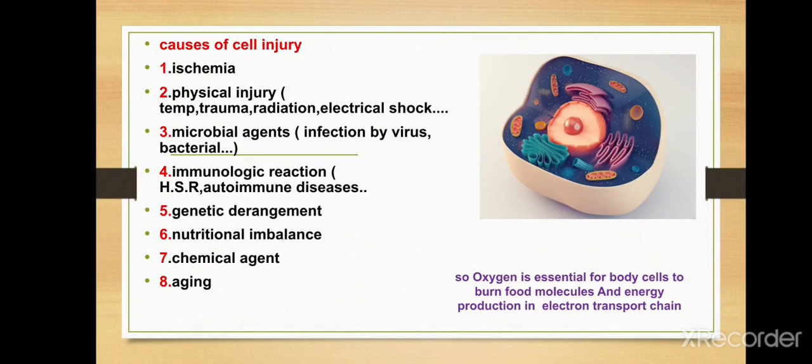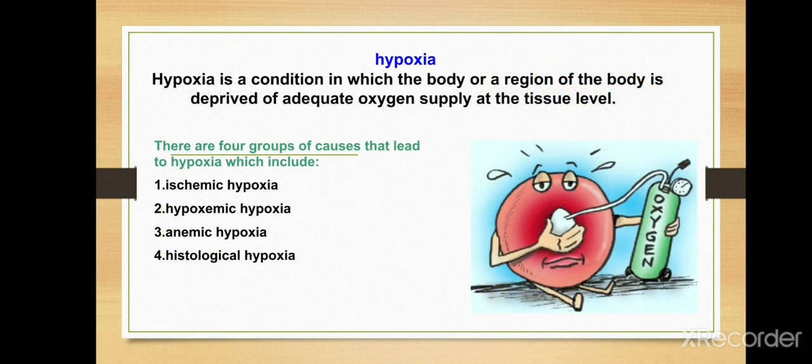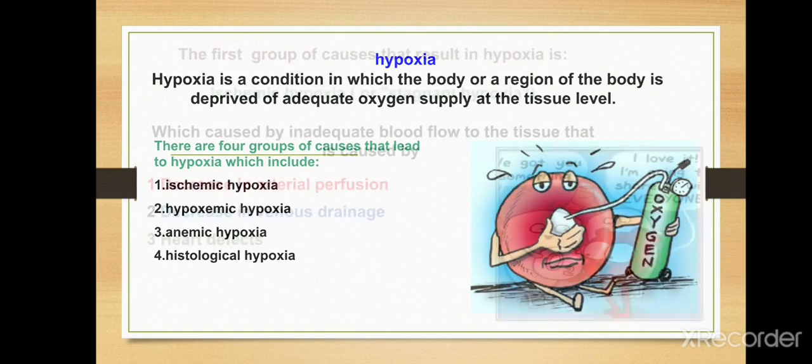So, oxygen is essential for the body cells to burn food molecules and for energy production in the electron transport chain. Now, what about hypoxia? Hypoxia is a condition in which the body or a region of the body is deprived of adequate oxygen supply at the tissue level. There are four groups of causes that lead to hypoxia, which include: number 1, ischemic hypoxia; number 2, hypoxemic hypoxia; number 3, anemic hypoxia; and number 4, histological hypoxia.